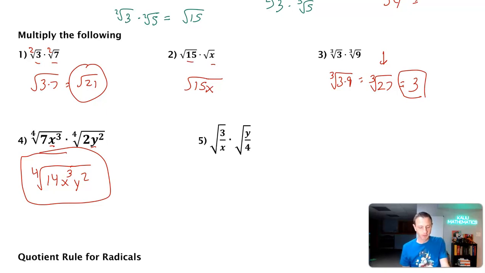Number 5, the square root of 3 over x times the square root of y over 4. So I have a square root of a fraction times the square root of a fraction. I'm going to rewrite that as the square root of 3y, because I could just multiply. They're both underneath the square root. So I could do 3 times y is 3y over, and then x times 4 is 4x.